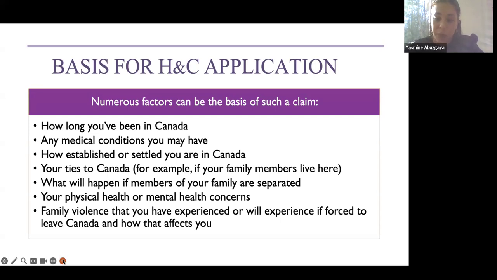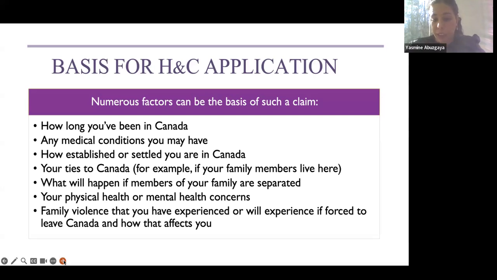For this reason, it can be very difficult to advise an applicant on the chances of success of their H&C application. The H&C is what we would call, in the immigration world, the catch-all application. It can be used for applicants who may not quite fit into other immigration streams, but nevertheless have compelling and convincing reasons to remain in Canada and be granted permanent residency.